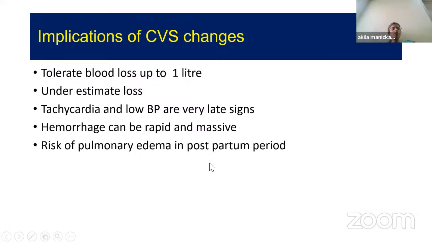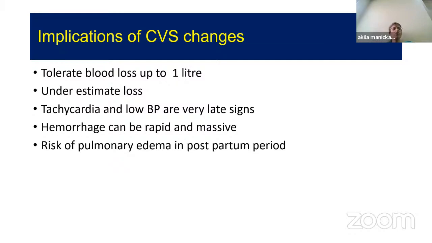The other cardiovascular complication that can occur is a risk of pulmonary edema when there is inappropriate fluid administration. There is no requirement to preload these patients prior to giving a spinal blockade or anything.